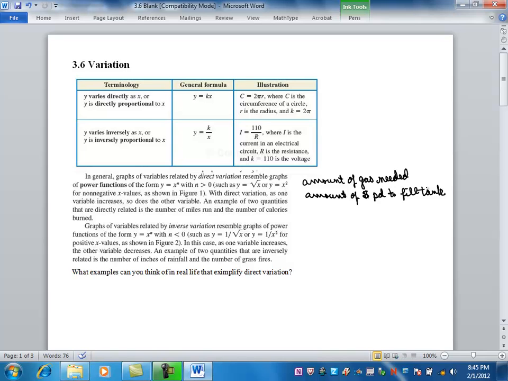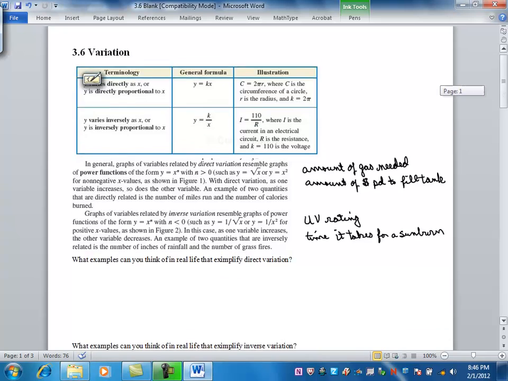Graphs of variables related by inverse variation resemble graphs of power functions of the form y equal x to the n, where n is less than 0. And in this case, as one variable increases, the other variable decreases. For instance, if we think about the UV rating in the sun and the time it takes for a sunburn. As your UV rating goes up, the time it takes for a sunburn goes down.